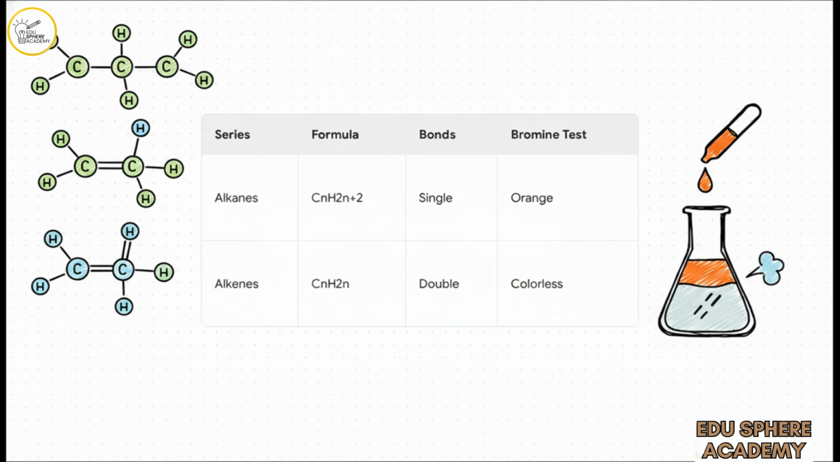alkenes. Alkanes are saturated. Their carbon atoms are completely full up with single bonds. Alkenes, on the other hand, are unsaturated because they contain a carbon-to-carbon double bond, and there's a very specific chemical test needed to prove this. If you add orange bromine water to an unsaturated alkene, it actually breaks that double bond apart, and the solution magically turns from orange to totally colorless.